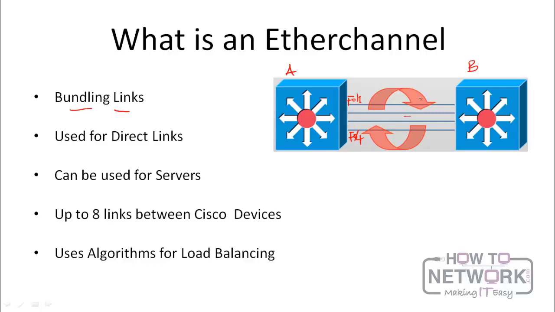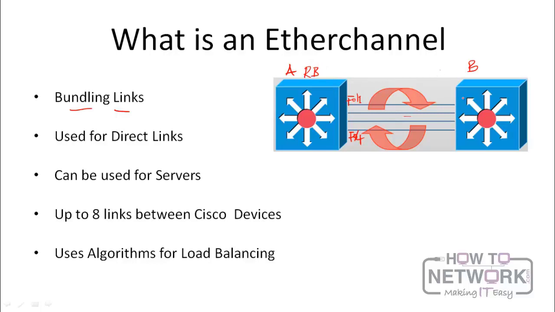So if you remember from spanning tree, what we're going to do is find the root bridge. In this case, we're going to determine which one has a lower bridge priority. They both have the default bridge priority, which is 32768. They're going to pick the one with the lower MAC address. So let's assume this is the root bridge.